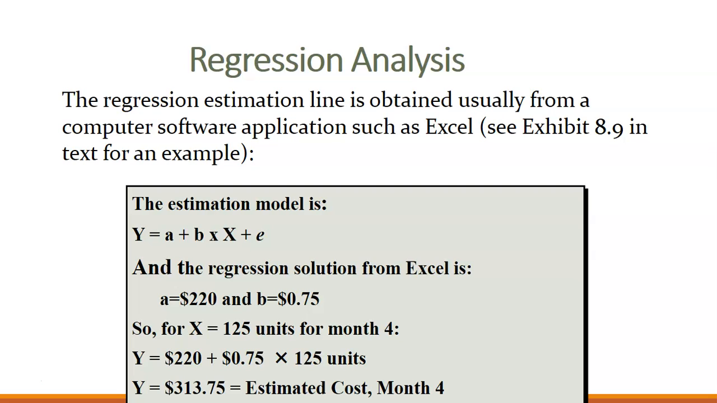So our regression estimation line is obtained from a computer software application, usually Excel. So we'll do an Excel example in class. So the regression solution we receive from Excel is that A equals 220 and B is 75 cents. So we can use that equation for our estimated cost. So when we have 125 units in month 4, we would put that into our equation, y equals 220 plus 75 cents times the number of units.